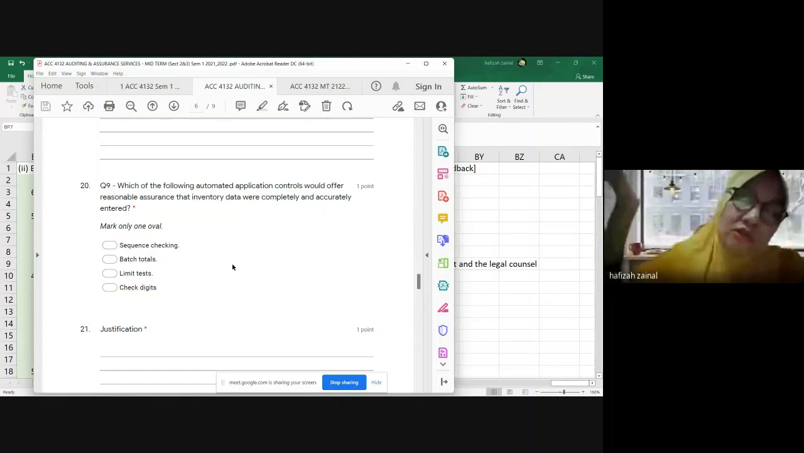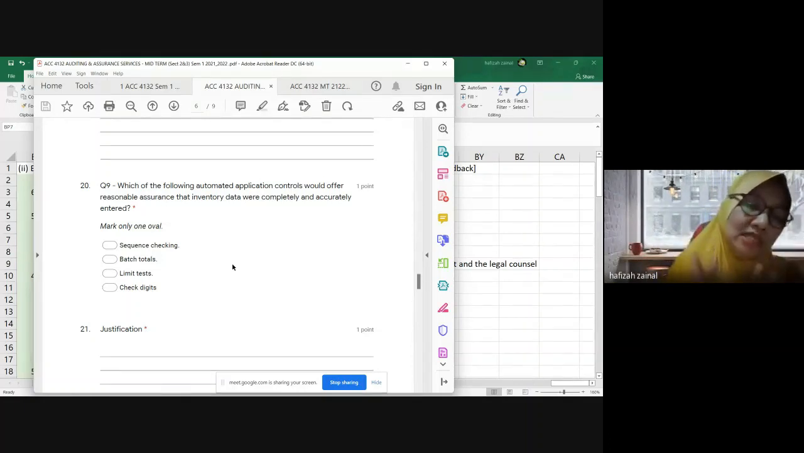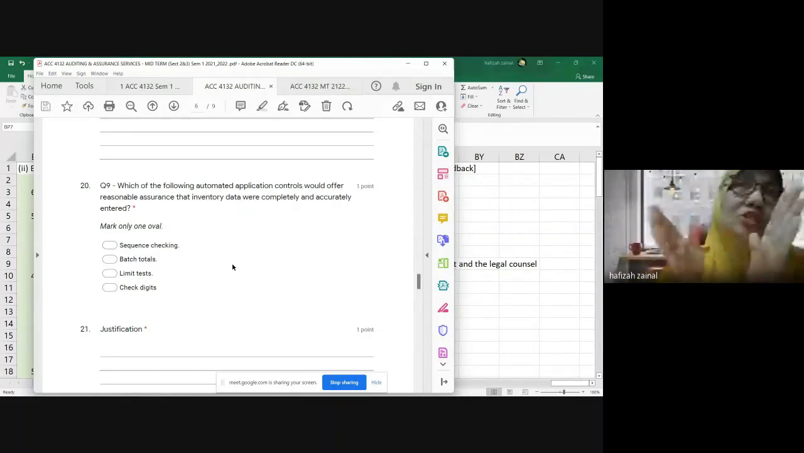So goods received note, you have a numbering system, a sequence, right? When you key in the running number and then test the sequencing, you can actually find the gap. If there is a gap, that means some documents are not being taken up in the system. So that's why sequence checking is the most accurate testing or control we use to ensure completeness and accuracy. That's the difference between sequencing and batch total.